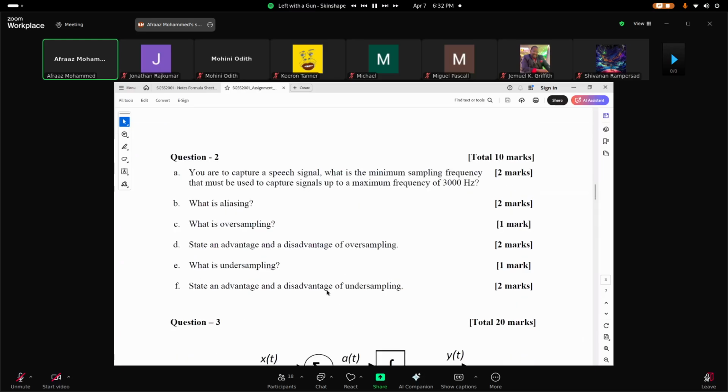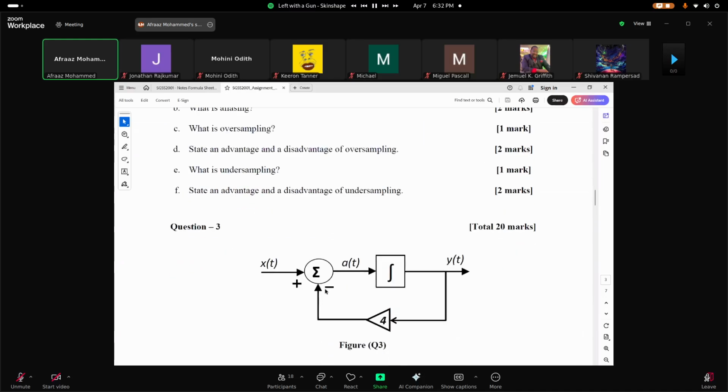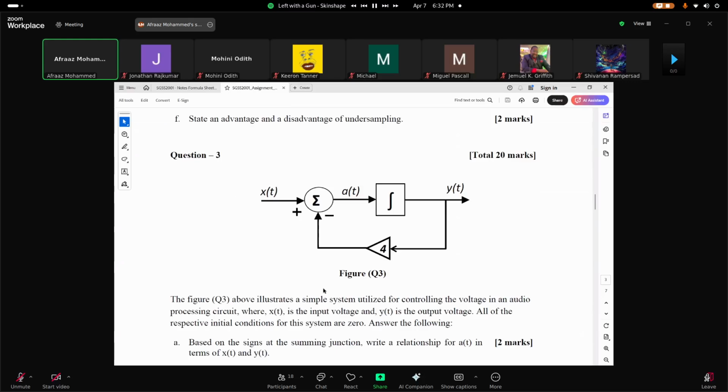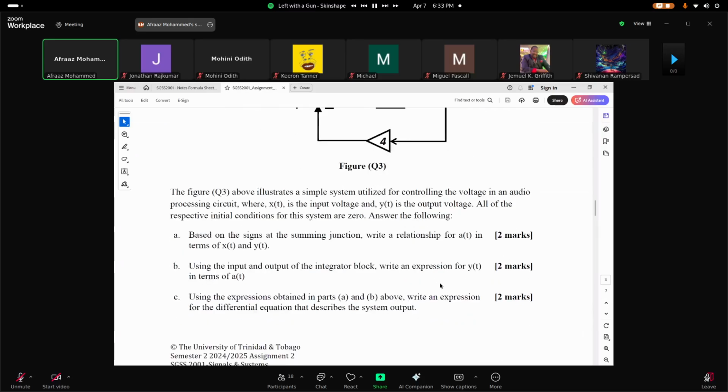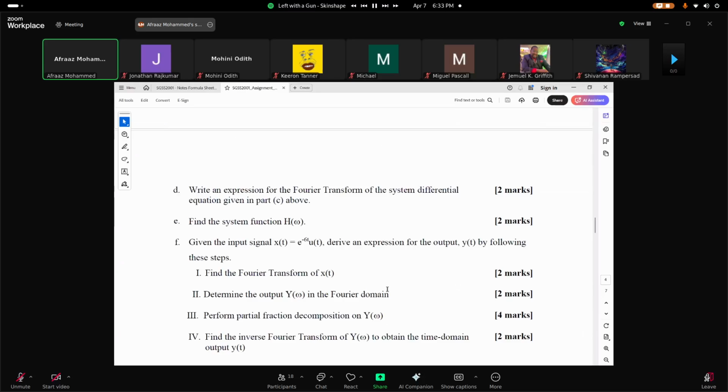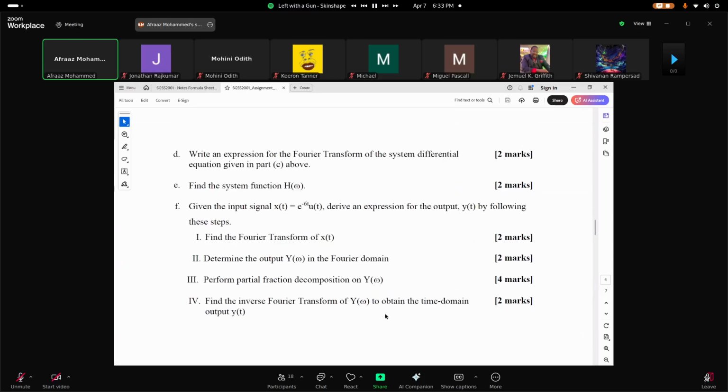And then finally, question 3 is one based on a Fourier transform. We have a system, and based on this system here, you have to answer some questions, similar to the ones we've been doing. What is the relationship between A and X and Y? The relationship between Y in terms of A. Then find the system output, find the Fourier transform, find the system function, and then given an input signal, perform these steps, and eventually find the time domain output y(t).